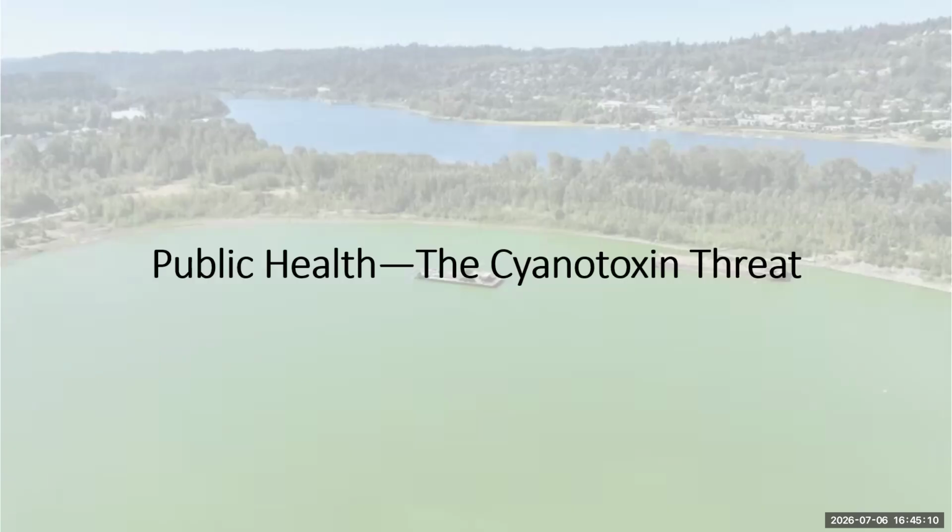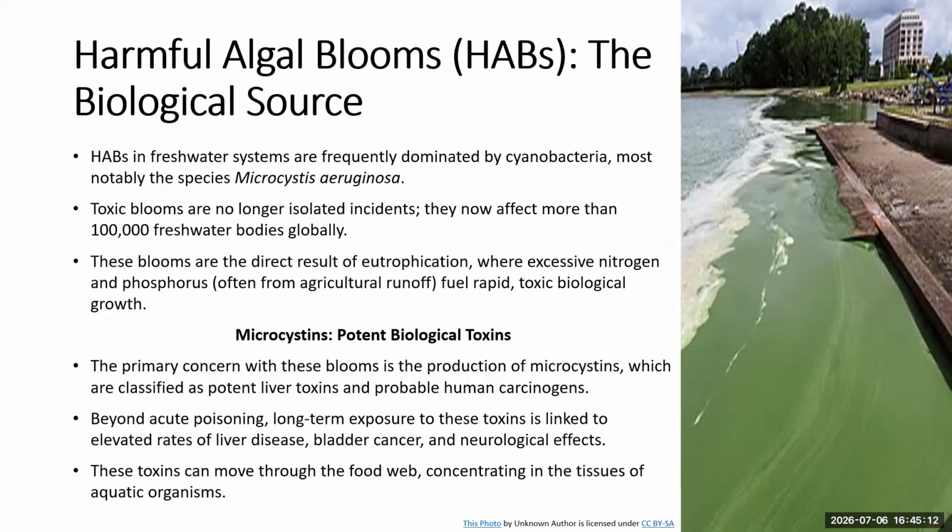Public health: the cyanotoxin threat. One major health concern is harmful algal blooms, which are often caused by cyanobacteria growing rapidly in nutrient rich water. These blooms are becoming increasingly common around the world because of eutrophication. Many cyanobacteria produce toxins called microcystins, which primarily damage the liver and can pose serious health risks with long term exposure. These toxins can also accumulate in aquatic organisms, meaning they may move through the food chain and eventually affect both wildlife and humans.